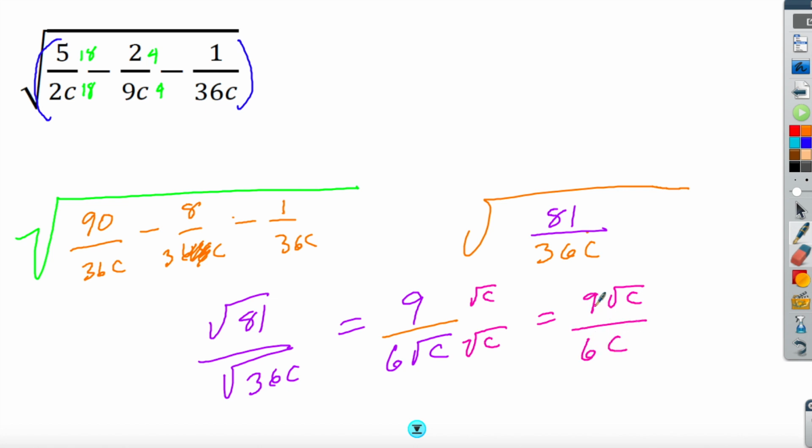You then, last step, look at your 9 and your 6's. You see if you can divide them, which we can reduce them. That would be 3 over 2. And I just have the radical c over c. Remember, you can't simplify these because one of them is a radical and one of them is not. So therefore, you cannot take the square root of them.